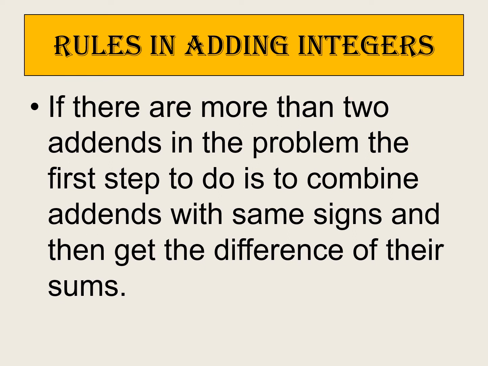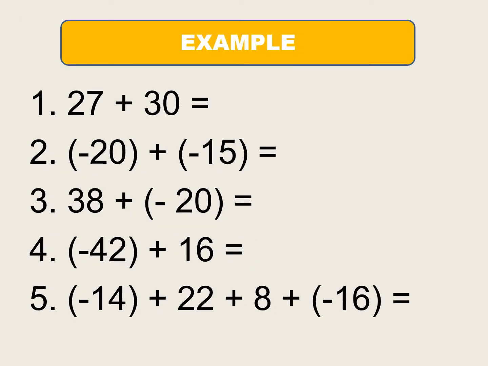And lastly, if there are more than two addends in the problem, the first step to do is to combine addends with the same sign, then get the difference of their signs. Let's have an example. Number 1, 27 plus 13. As you can see, the two numbers are both positive. So just add the numbers. 27 plus 13, the answer is positive 40.